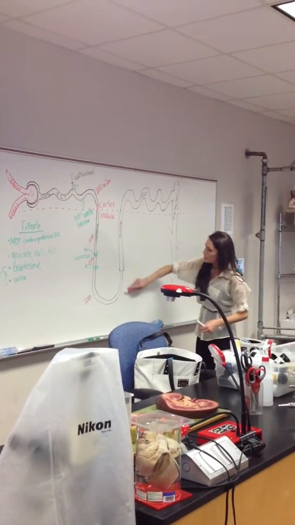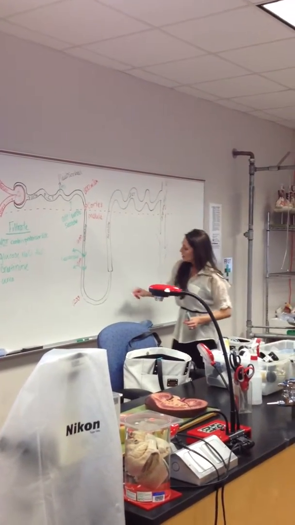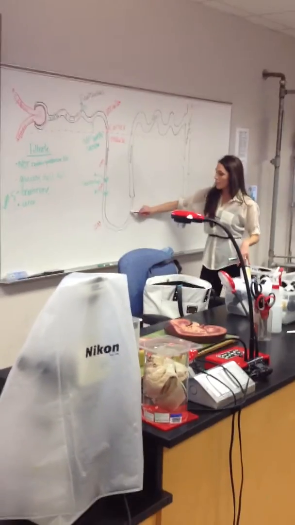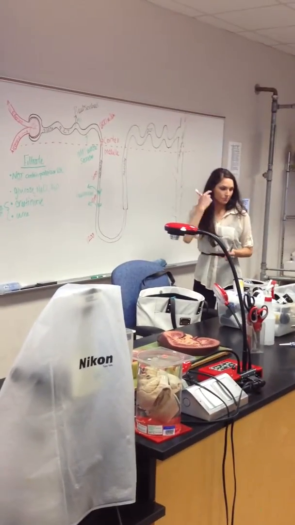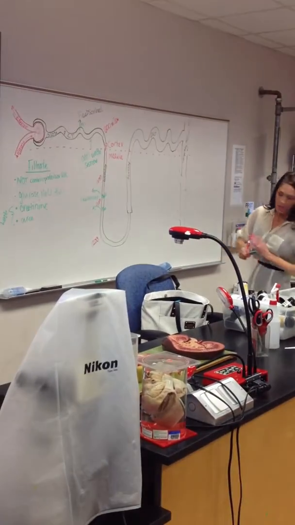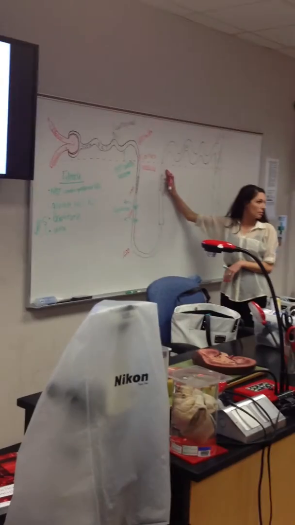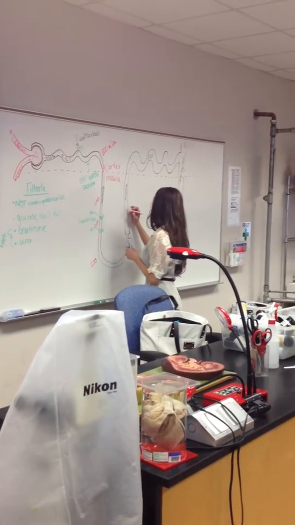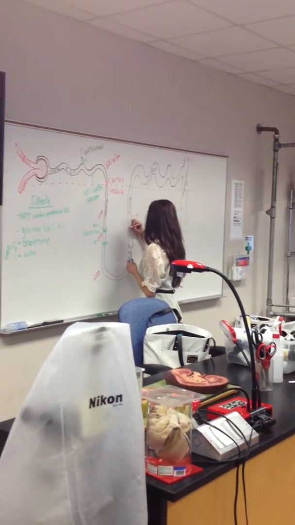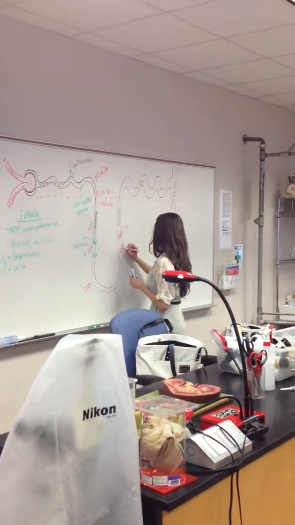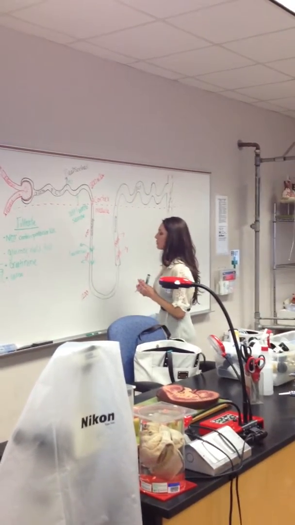Here's my ascending loop. The ascending loop, you don't need to know this for lab, but you probably will need it for a lecture. There's a thin segment and a thick segment. This is impermeable to water. Water cannot come in or out. But what is happening is salt is leaving, going back into the bloodstream.